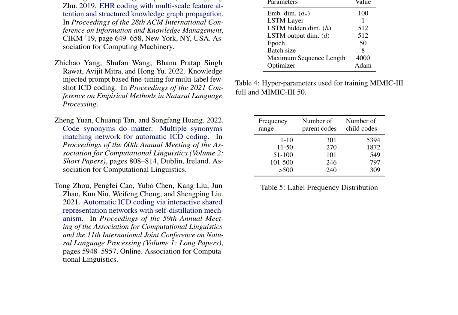Supplementary information is provided in the appendix, including dataset statistics for MIMIC-III full and MIMIC-II 50, hyperparameter settings for the best performing model, and label frequency distribution characteristics for the ablation study.